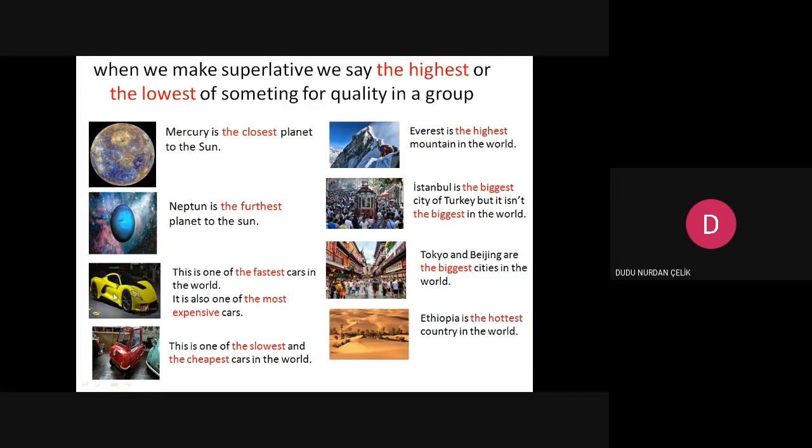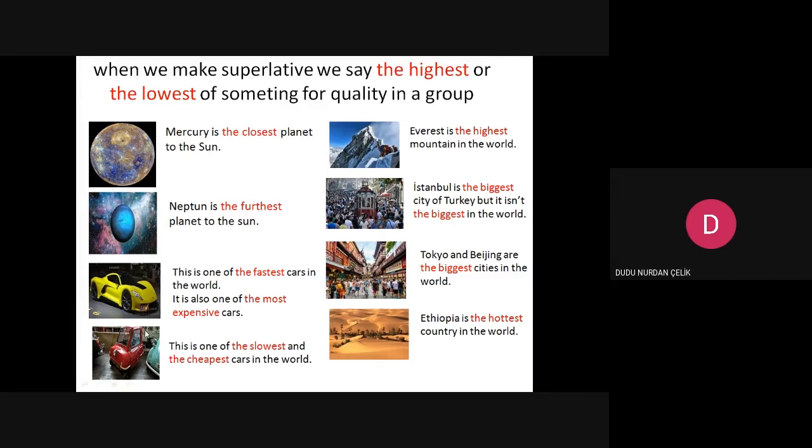Look at the car. It looks really expensive and fast, doesn't it? So we can say something like this. This car is one of the fastest cars in the world. There are a lot of fast cars in the world, and this is one of the fastest cars in the world. It's also one of the most expensive cars.